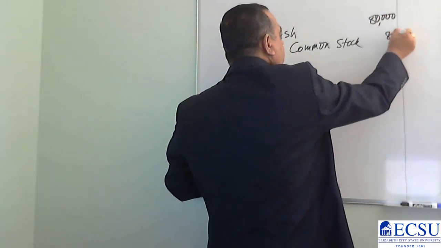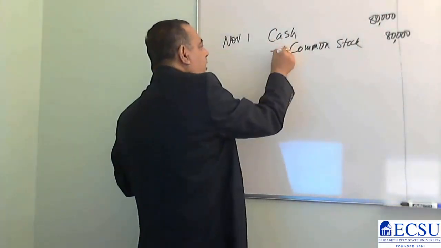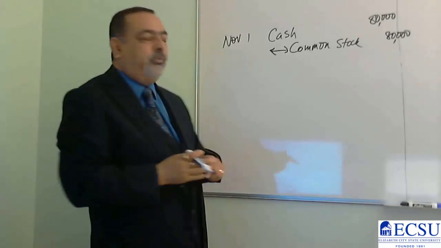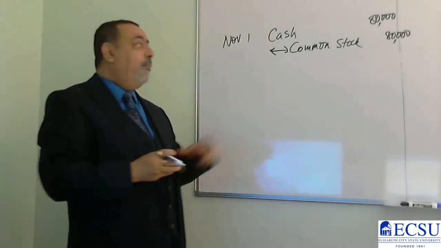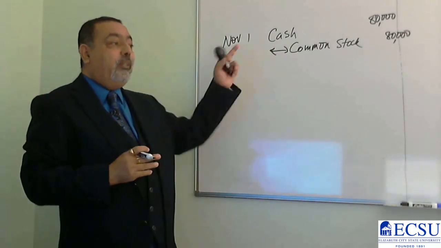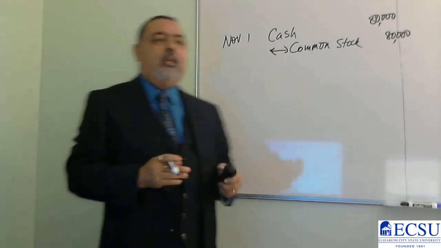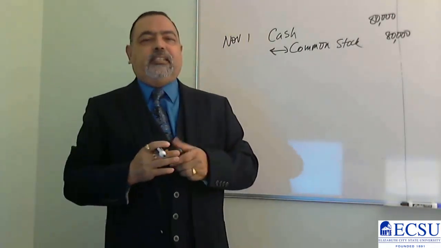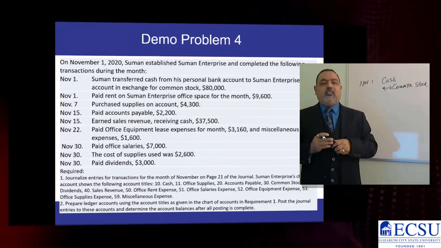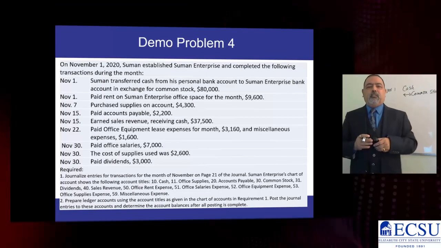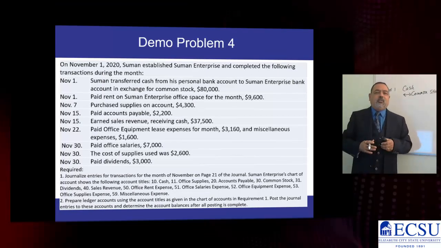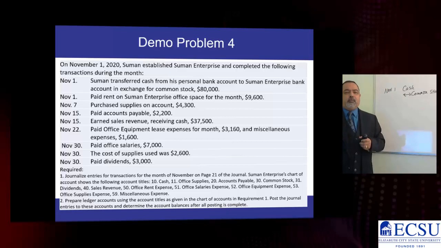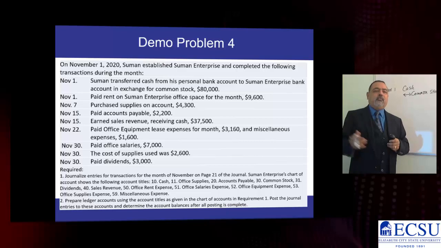and 80,000. Now, remember here I'm giving an indent. That is a practice we follow. We always write the debit account first and the credit account second, with an indent for the credit. So that is the first transaction. Second is paid rent on Suman Enterprise office space for the month, 9,600. So that would be rent expense to cash. Purchase supplies on account, 4,300. Paid accounts payable, 2,200, and things like that.